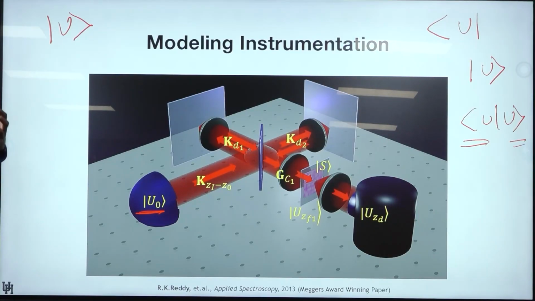So from the sample you get data, and in between there is the instrument, which is described by these operators. What we are trying to do is go from the data back to what the sample is, by undoing what happens in between. This is how you think about it. There's a newer way of thinking about how the instrumentation works.